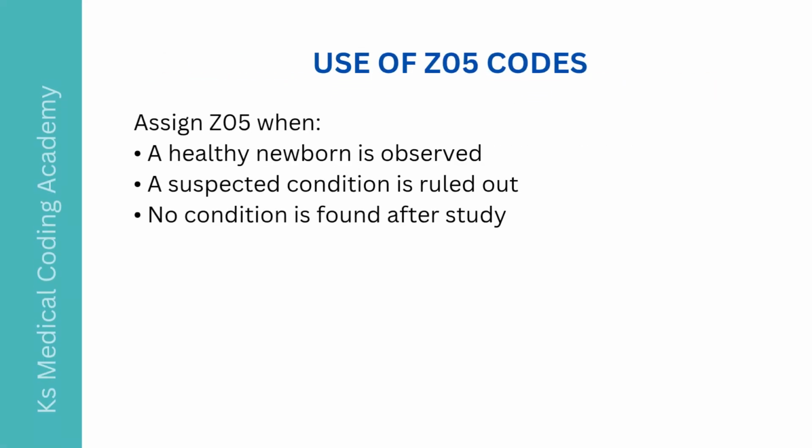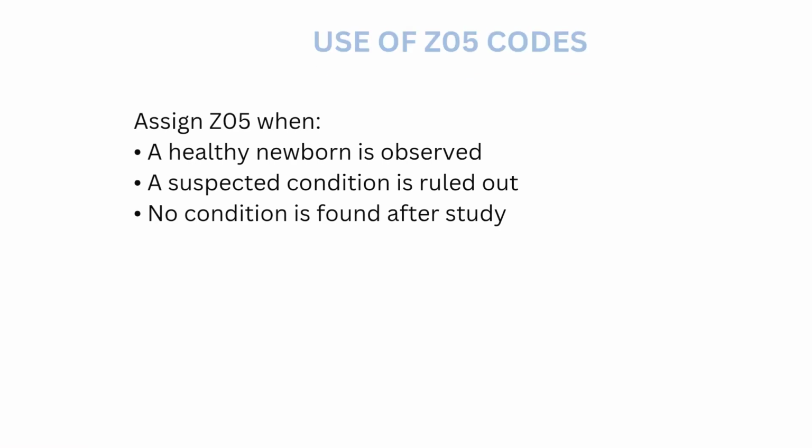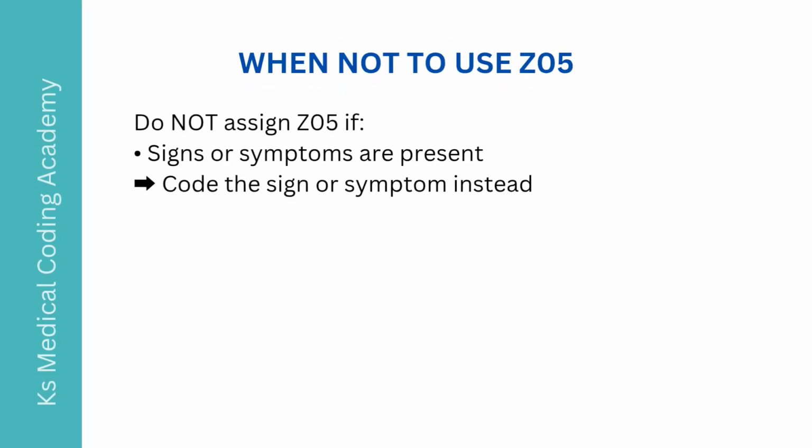Use of Z05 codes. Codes from category Z05 are used when a healthy newborn is observed and evaluated for a suspected condition that is ruled out after study, and no condition is found. When not to use Z05: a Z05 code should not be assigned if the newborn has signs or symptoms of a suspected condition. In those cases, the sign or symptom is coded instead.